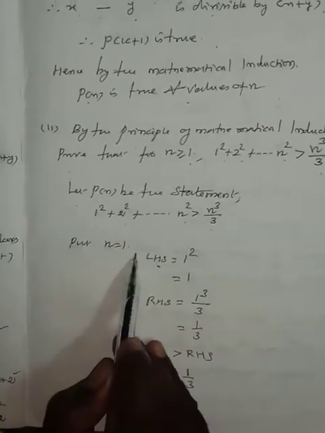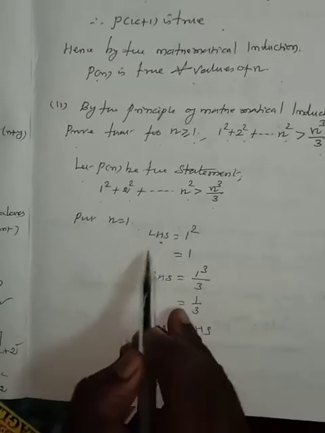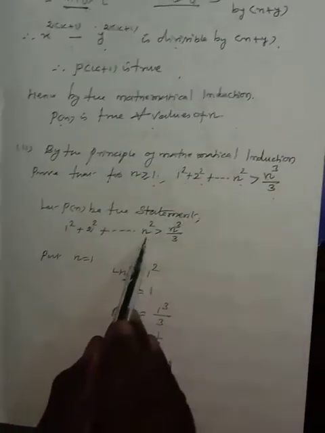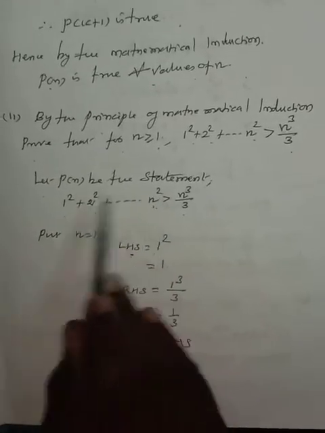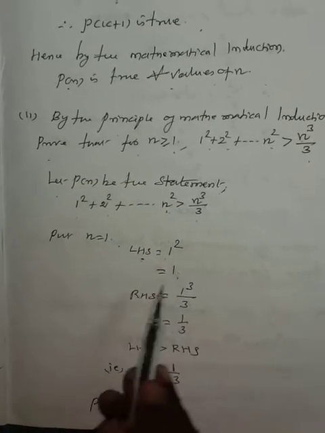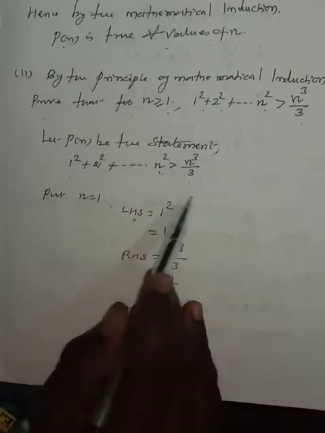Put n is equal to 1. Take LHS, which is n square. Apply n is equal to 1: 1 square, which is the first term. Therefore 1.